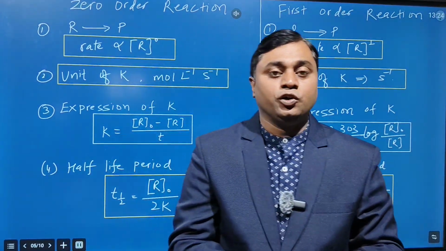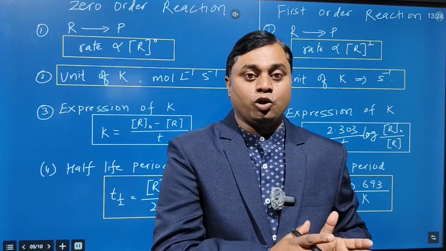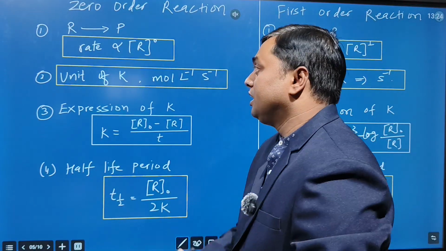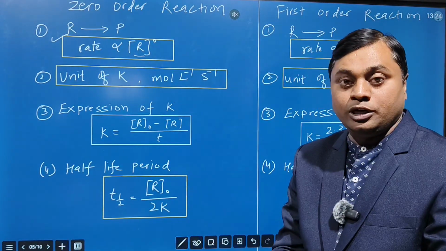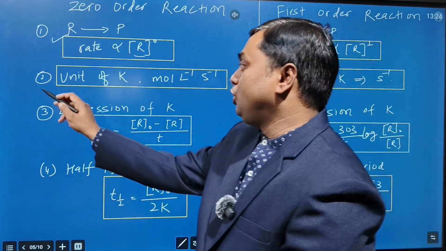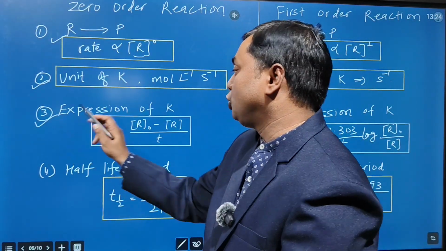Hello everyone, in this video we are going to learn all the important formulas of chemical kinetics, especially zero order and first order reaction. When we talk about zero order reaction, rate is directly proportional to the concentration to the power 0. It means rate is independent of the concentration of reactant, whereas unit of K is what? Mole per liter per second.